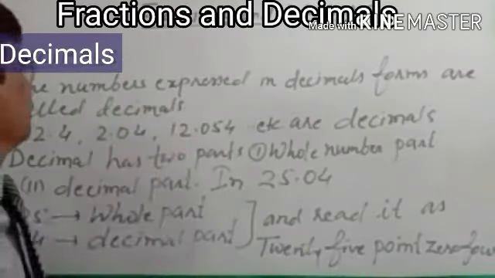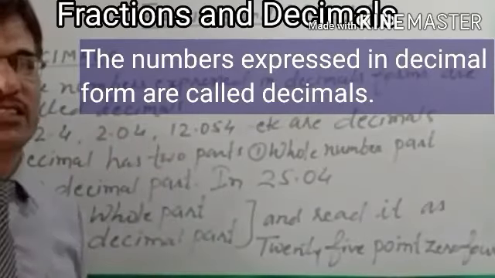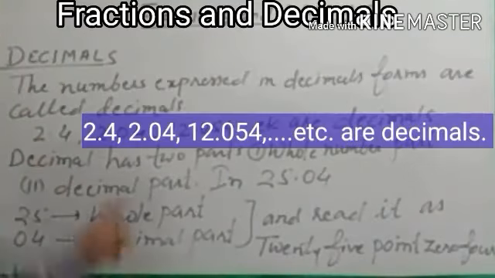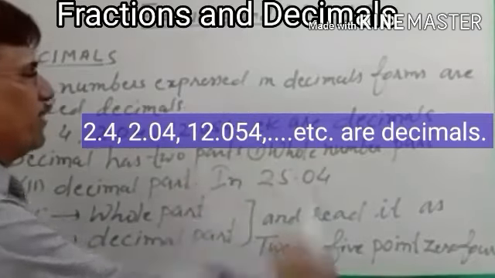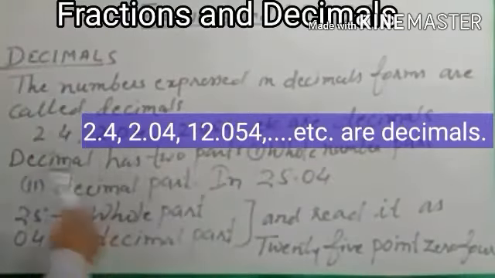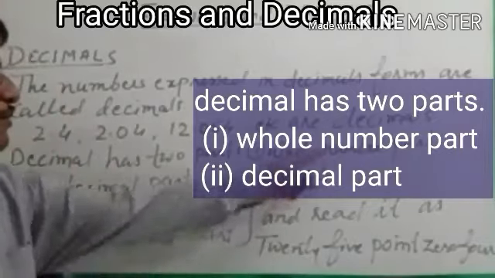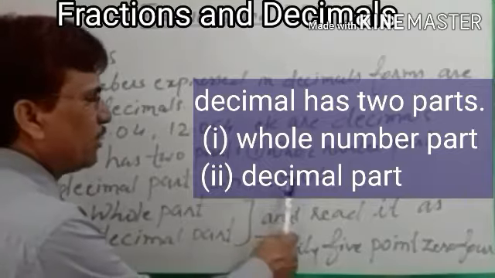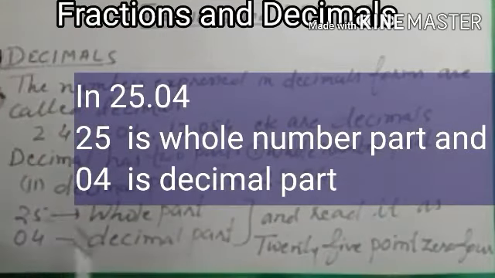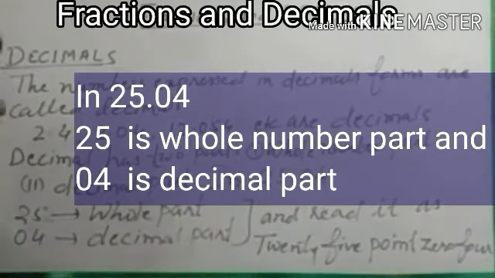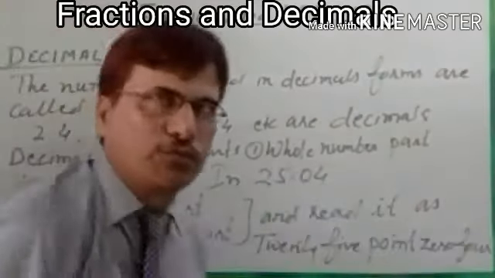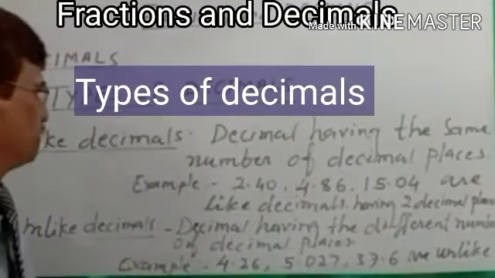Now, decimals. The numbers expressed in decimal form are called decimals. 2.4, 2.04, 12.054 are decimals. Decimals have two parts. First, the whole number part, and second, the decimal part. In 25.04, 25 is the whole part and 04 is the decimal part. We read it 25.04.